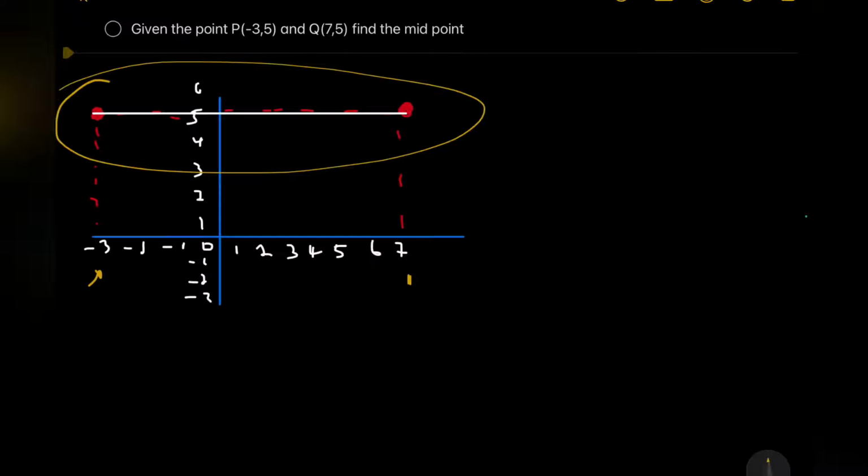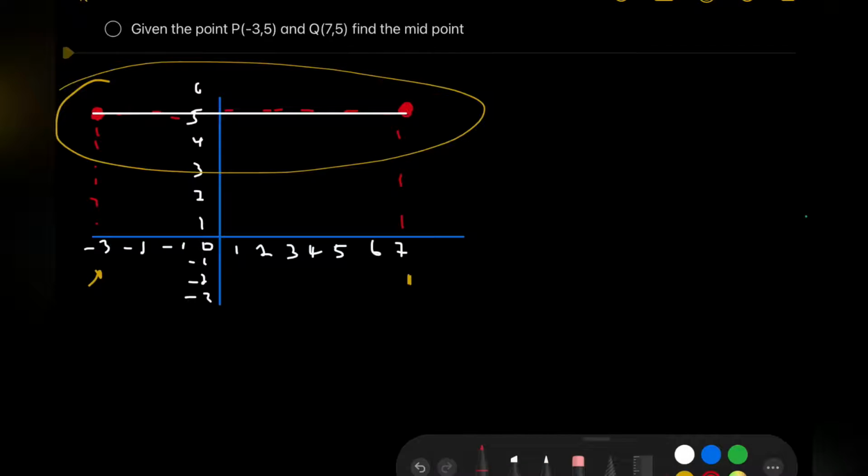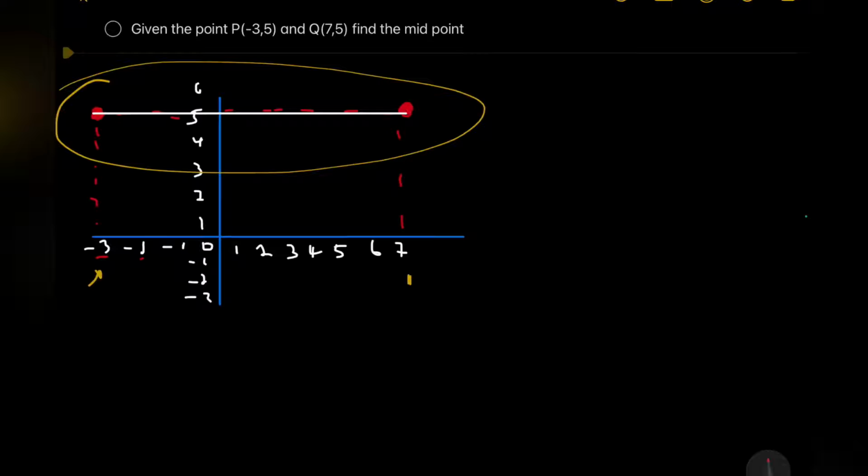If we count these points here, from end to end would be 1, 2, 3, 4, 5, 6, 7, 8, 9, 10. If we divide 10 by 2, we would get 5. So when we count to 5, that's where our midpoint will be. So our midpoint would be at 2. So we are expecting our midpoint to be right there.